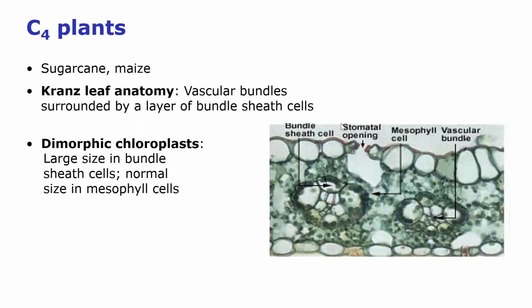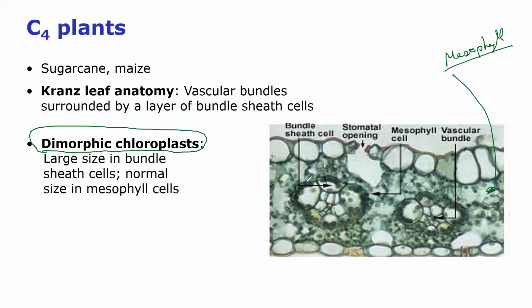The meaning of Kranz anatomy is that it is talking about the dimorphic chloroplast. Okay, that means there are two different types of chloroplast. And anatomically, we know very well that a leaf has two distinct parts. One, the mesophyll. So this area is called the mesophyll. And the vascular bundles are surrounded by this dark colored structure you see, right? So all these vascular bundles are surrounded by another structure. This is called the bundle sheath.